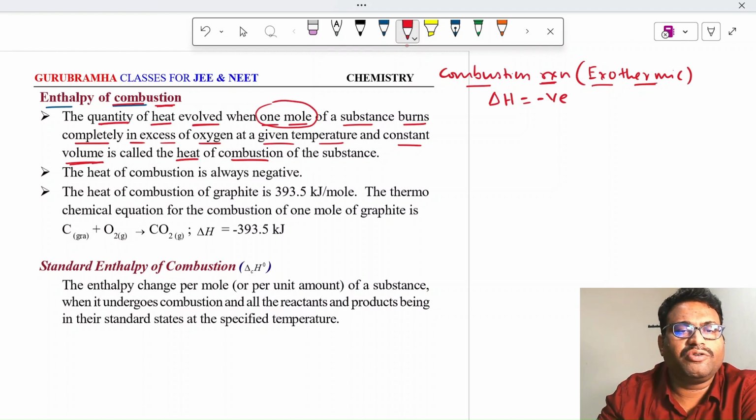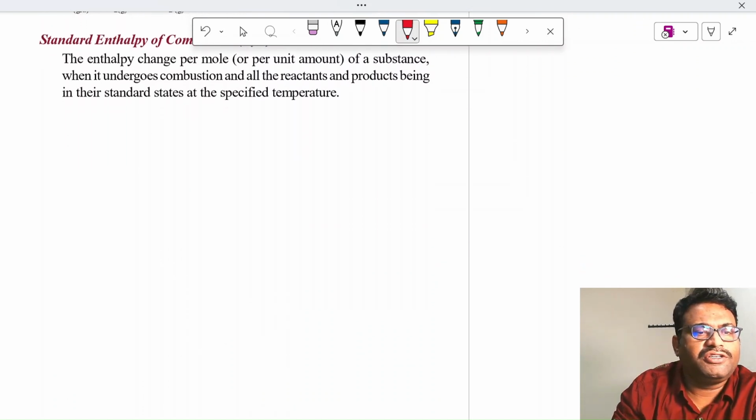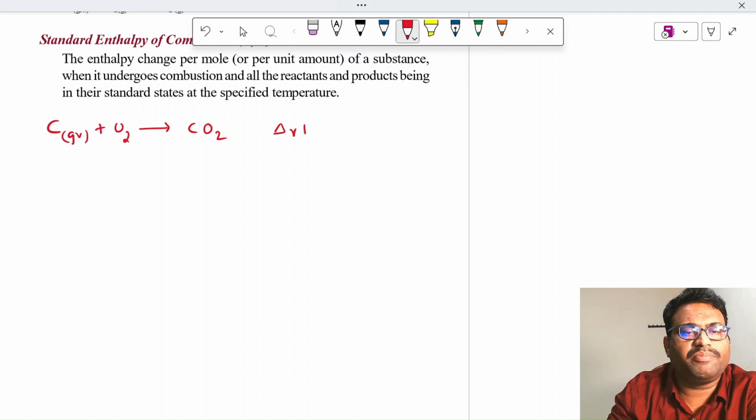So, when 1 mole of the substance burns, let us take a reaction. C graphite, 1 mole, plus O2 gives CO2. This is enthalpy of reaction. Can I call this enthalpy of reaction as enthalpy of combustion? Yes, I can call this enthalpy of reaction as enthalpy of combustion. Why? Because it is satisfying the condition, or it is satisfying the definition of enthalpy of combustion.